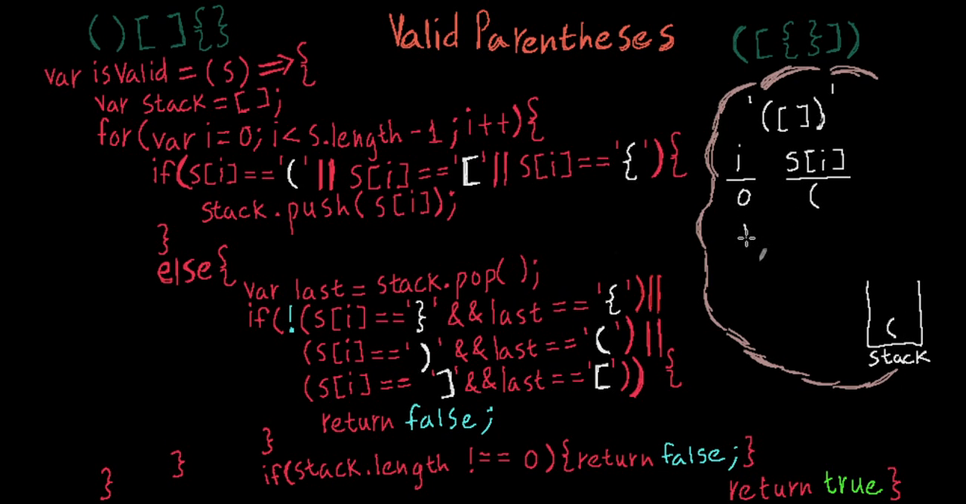Now index is 1, and s of i is now a square bracket. Again, it's an opening bracket of another kind, so we push it onto the stack. Now what do we see? So when index is 2, we see a closing bracket.